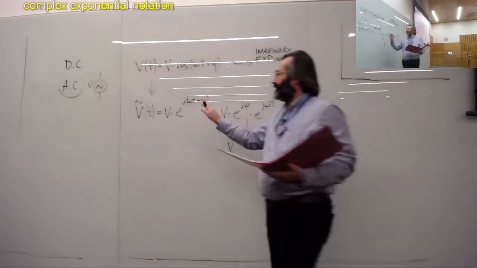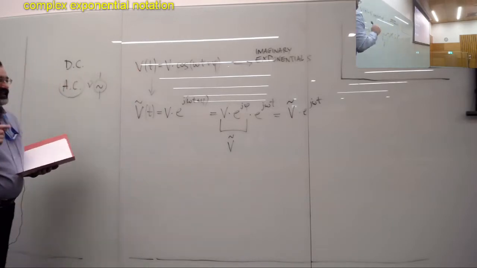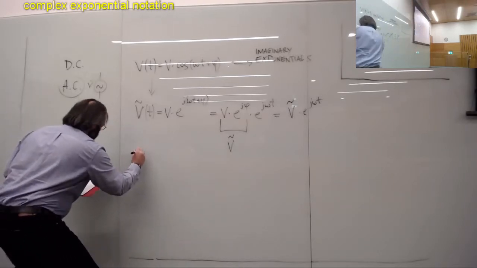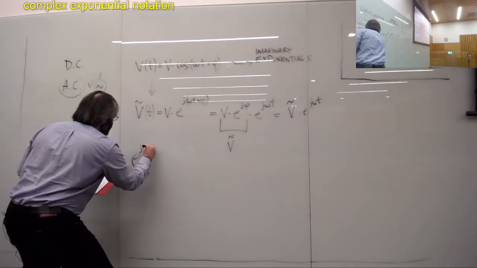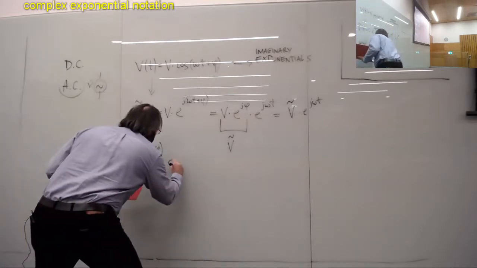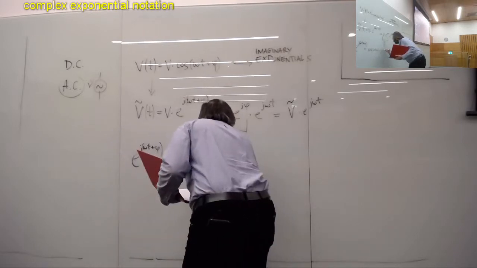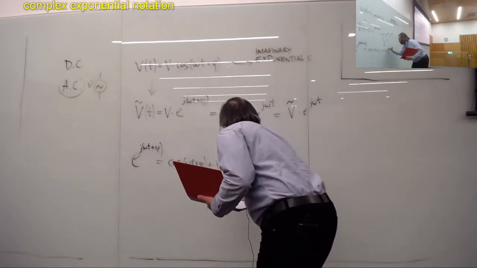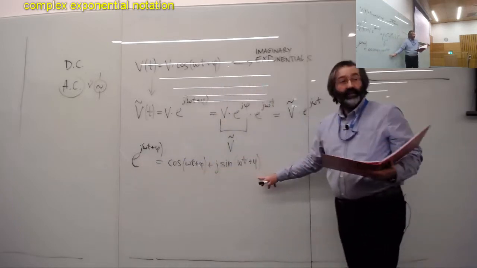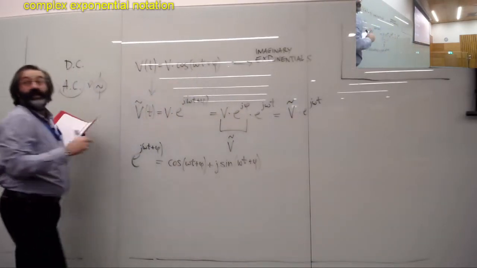Now, what is the deal when we introduce this notation? The deal relies on Euler's identity, if you like. So e to the j omega t plus phi, this imaginary exponential, can be written as cos of omega t plus phi plus j sine. So as you can see, this complex exponential is a complex number of which cos of omega t plus phi is exactly that part, isn't it?